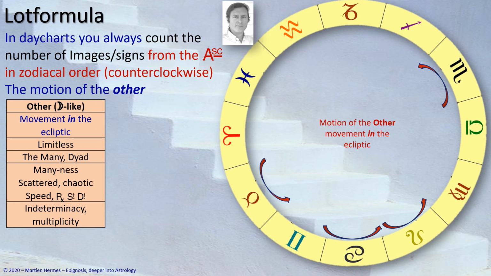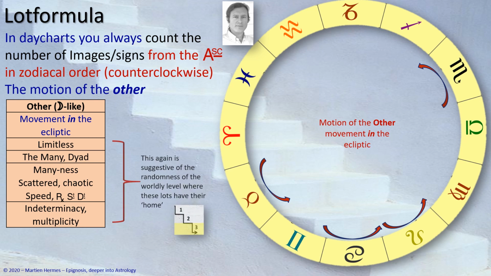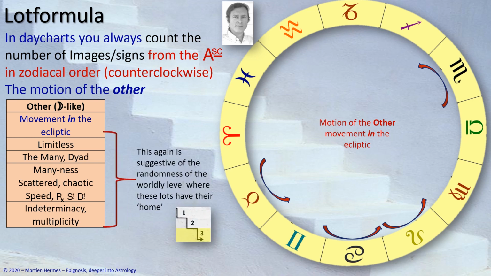Now, the principle is that in day charts you always count the number of images from the ascendant in zodiacal order, and that's counterclockwise, which is the motion of the other. Now, why would we do that? Why is that such an interesting feature of how you calculate lots? Well, because this is suggestive of the randomness of the worldly level where these lots have their home.